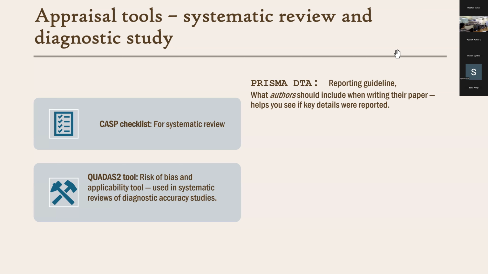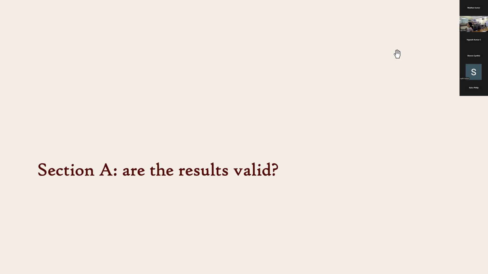Then there are reporting guidelines. Last time for diagnostic study, we looked at STARD, which is the reporting guideline for diagnostic study. For this, we have the PRISMA diagnostic accuracy extension. I'm not going to be going into that in great detail. So in CASP, first, like always, you have to check if the results are valid. Was the study conducted well before we then go to look at the results?